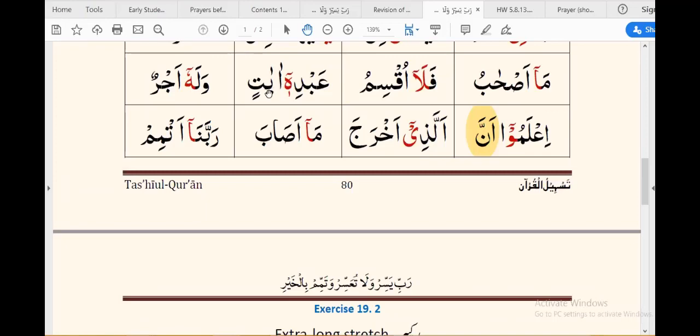Okay, nearly perfect. Just this last bit you missed out on. The kasra tan underneath, you have to produce an extended nasal sound. Tin. Okay, but otherwise you did really well.